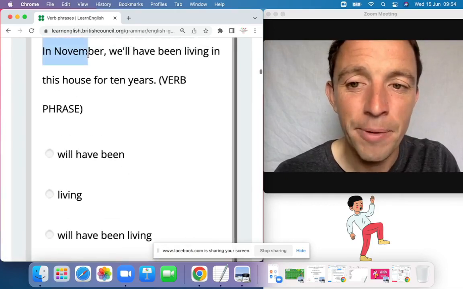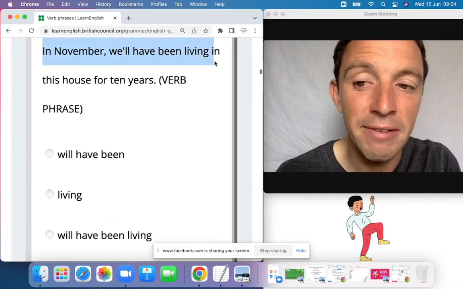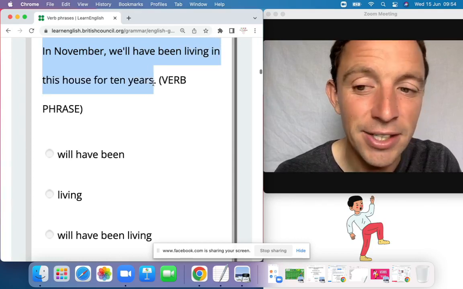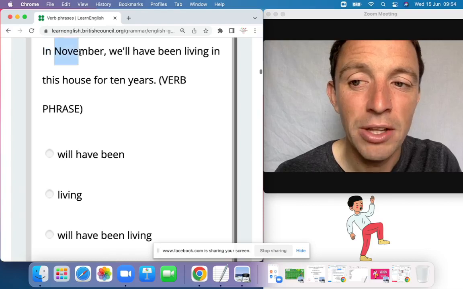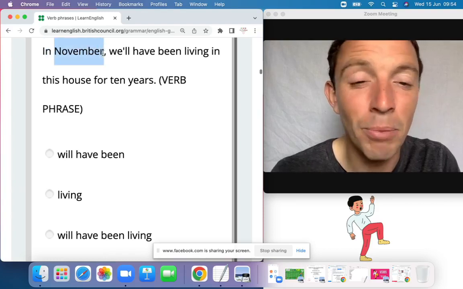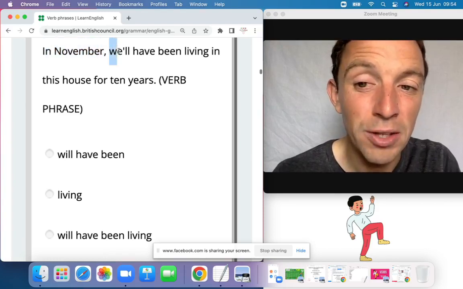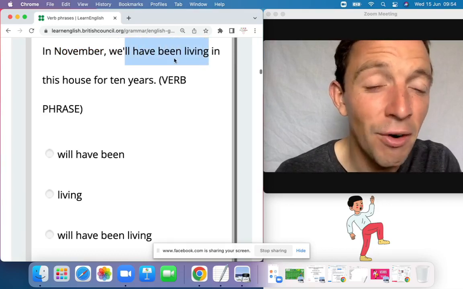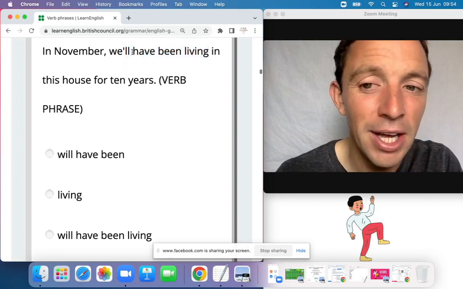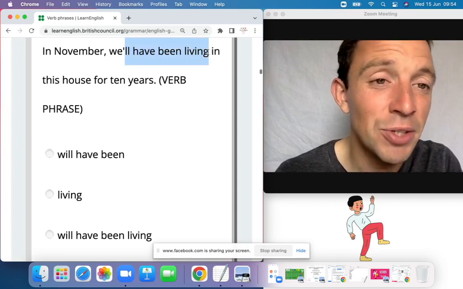In November, we'll have been living in this house for 10 years. We need to find the verb phrase. In is the preposition. November is the month, or the noun. Subject, we. Will have been living. We have 4 different verbs: the verb will, the verb to have, the verb to be, and the verb to live.